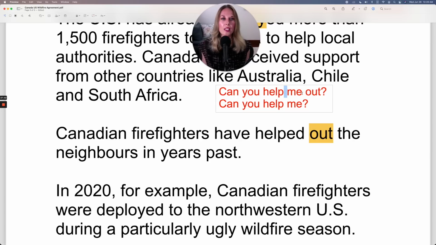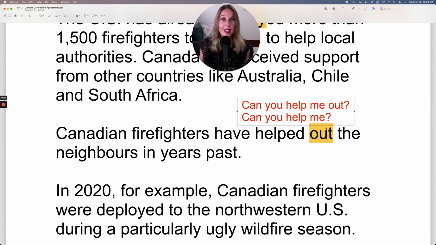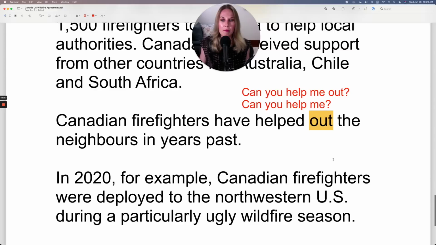That's incorrect because the pronoun needs to come between help and out. Can you help me out? Can you help me? So if you're not too sure about sentence structure, just use the verb form so you don't make any grammatical mistakes.